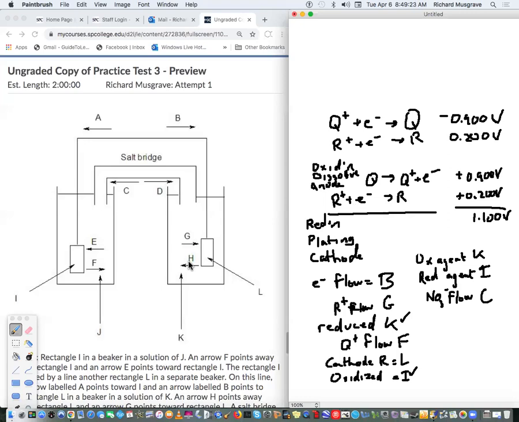Does anybody have any questions? And the last one there is the anode, and the anode is where the oxidation is occurring. So that's going to be Q, and that's going to be I. That's the answer. All right, does anybody have any questions?